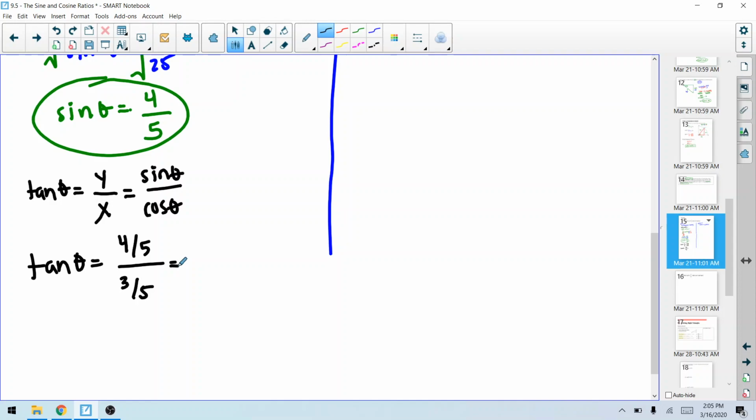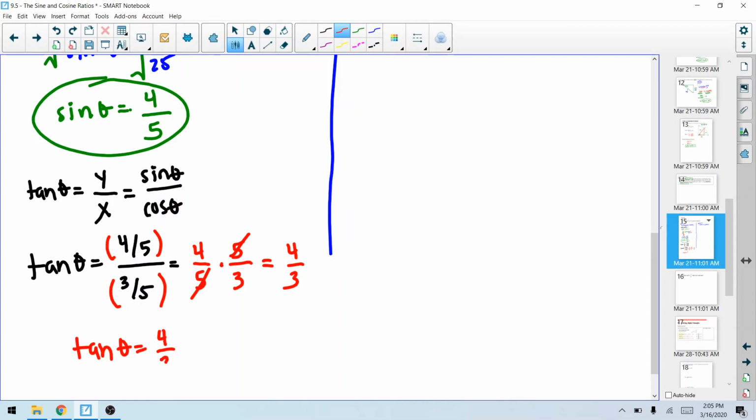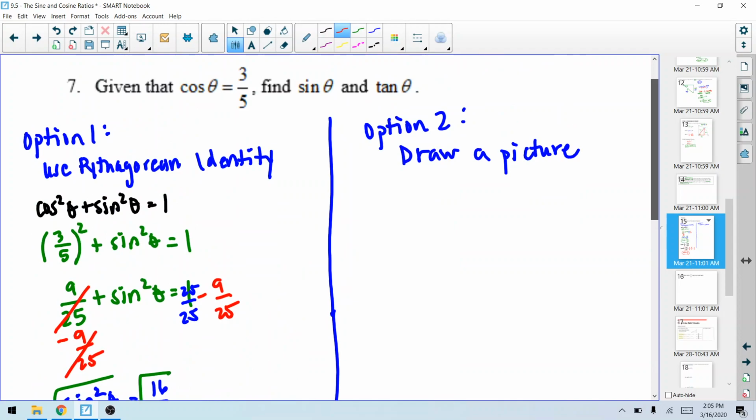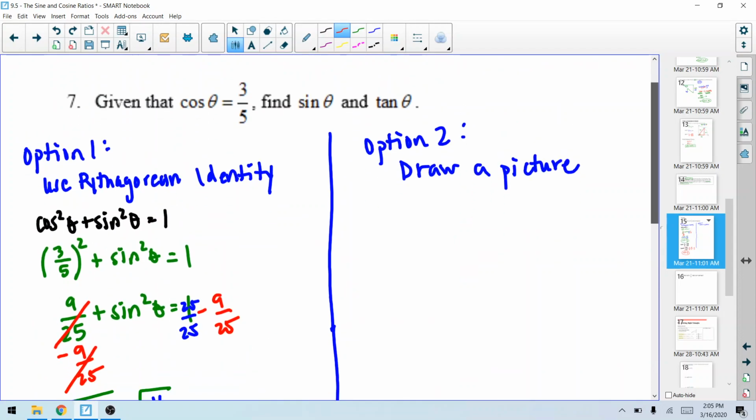Then at this point, you can use your calculator, just stick it in. Make sure you're using parentheses if you are going to use your calculator, or that you have a nice neat fraction, or dividing fractions, copy, dot, flip. So that's also called multiply by the reciprocal. 5s are going to cancel, straight across the top, straight across the bottom, 4/3. So the tangent of theta is 4/3. That is option 1. You can use your Pythagorean identity. Option 2, and I think you're really going to like option 2, draw a picture.